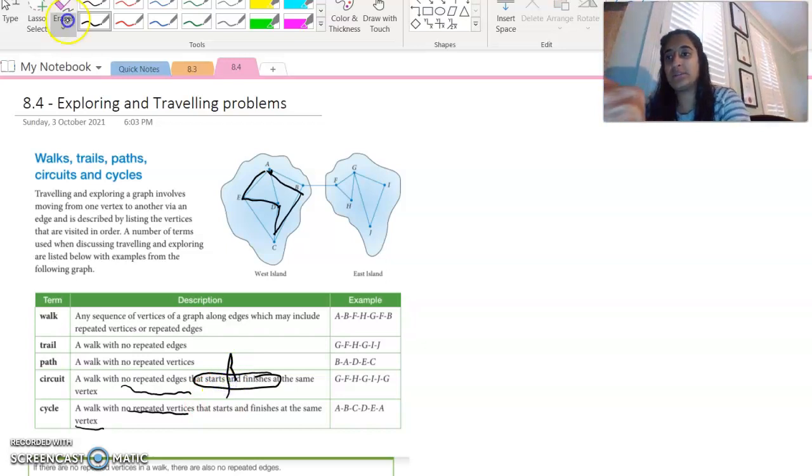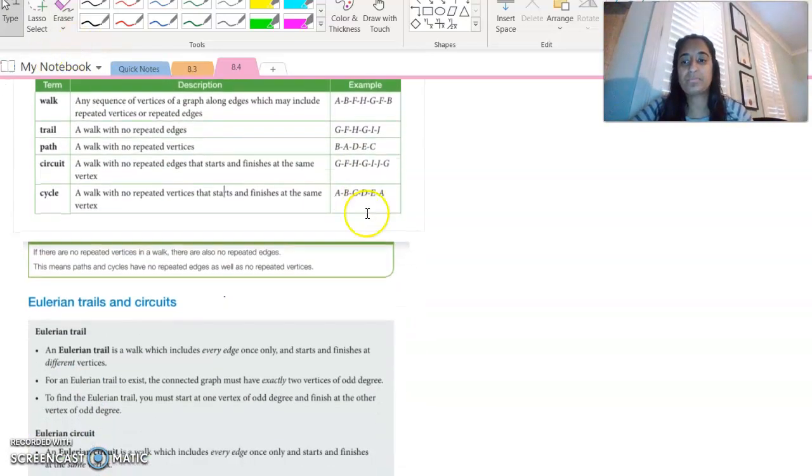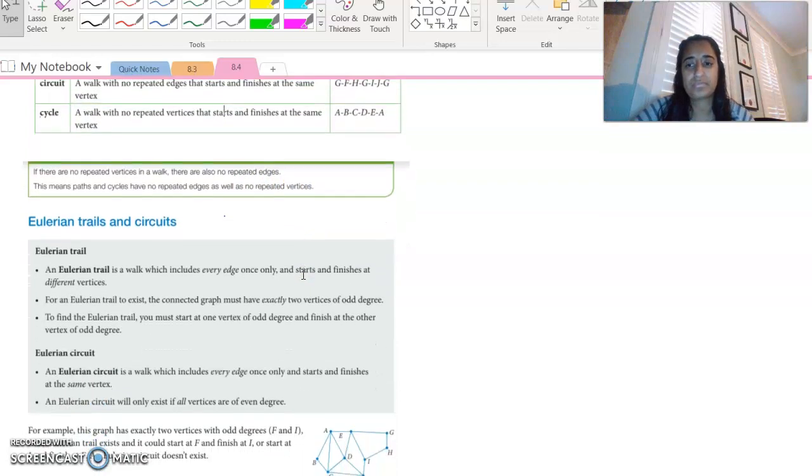All right, I'm just going to erase all of my scribbles that we made, and we'll go on to the next section. So a little hint for you as well: if there's no repeated vertices in a walk, then there's probably going to be no repeated edges. So this means that paths and cycles have no repeated edges and no repeated vertices.